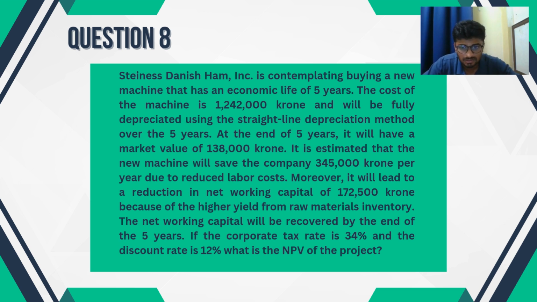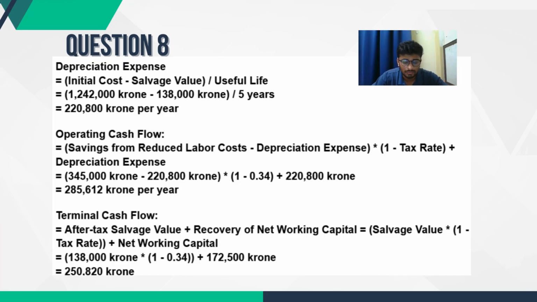So this is question number 8. For answering question number 8, first of all, we will have to find the depreciation expense. For that, we use the depreciation expense formula, which is initial cost minus salvage value divided by useful life. So the answer for depreciation expense is 220,800 kron per year.